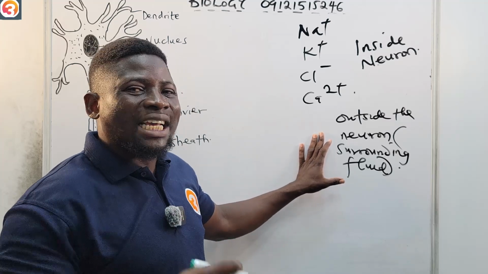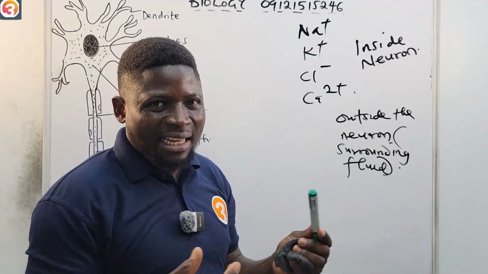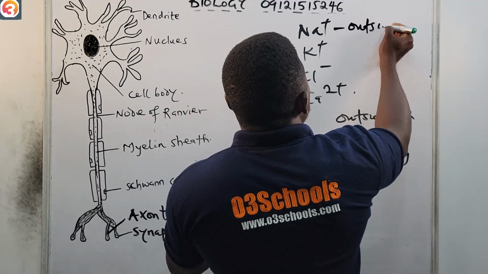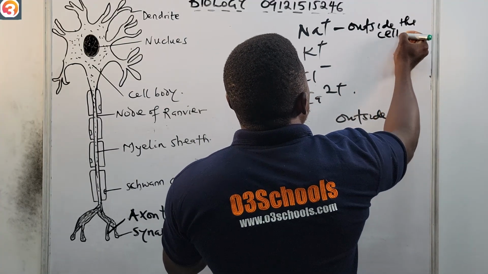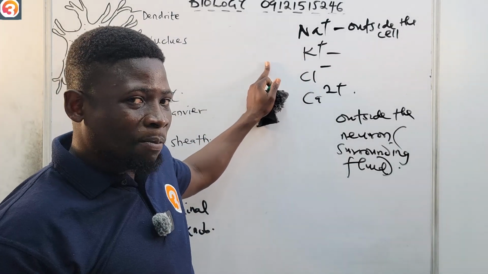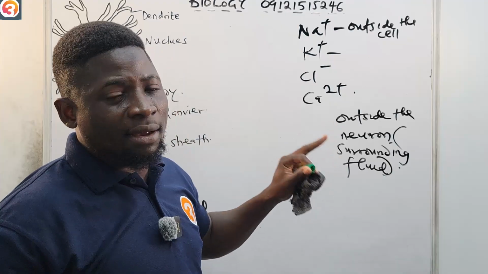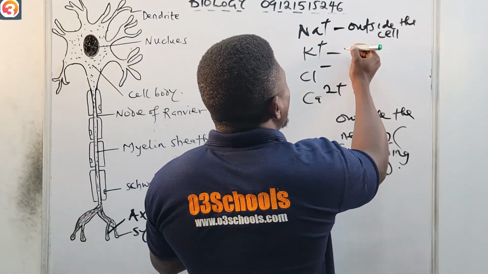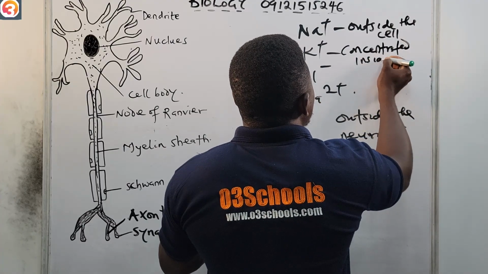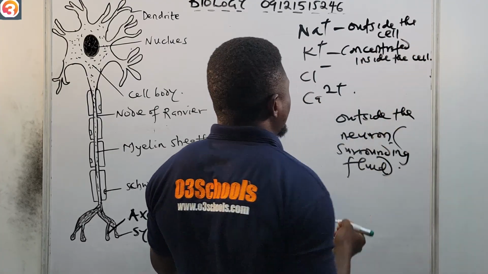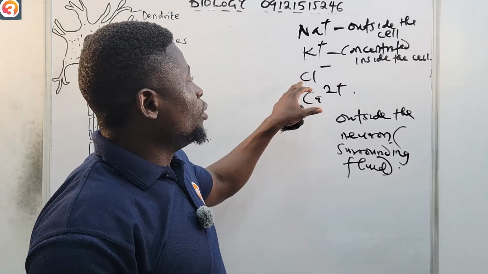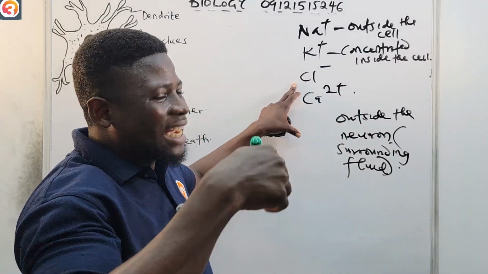Now, the sodium ions are more concentrated outside the cell. These potassium ions and the sodium ions are the two most important ions. So sodium ions are concentrated outside the cell, while potassium ions are more concentrated inside the cell. Now the chloride and other negatively charged proteins are usually inside the cell.